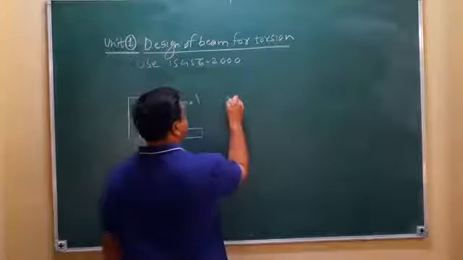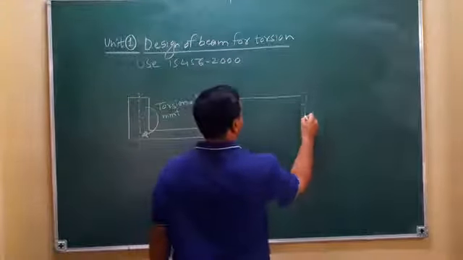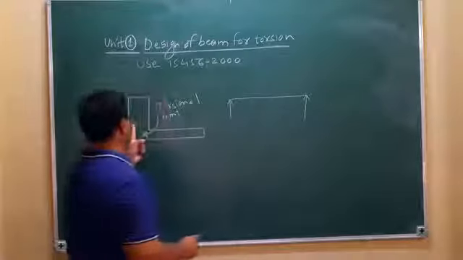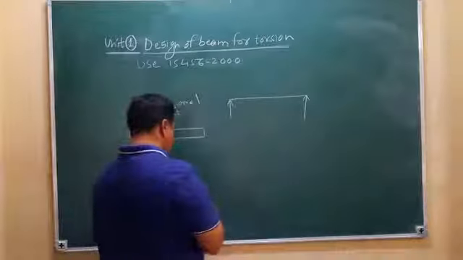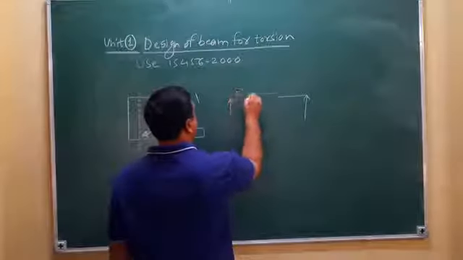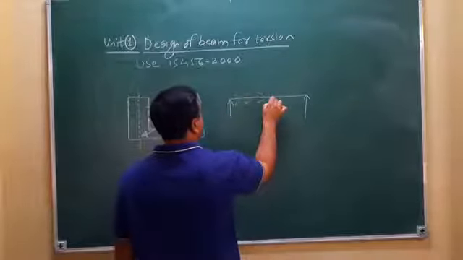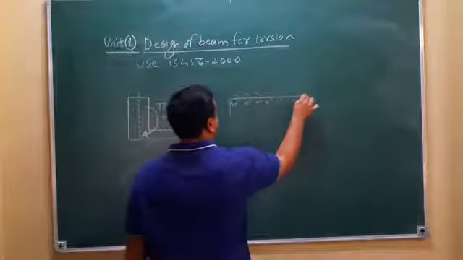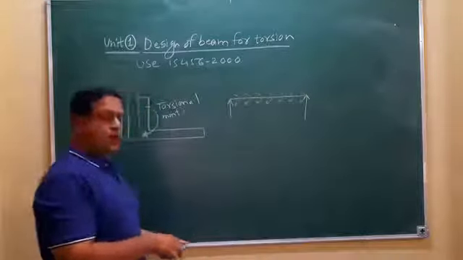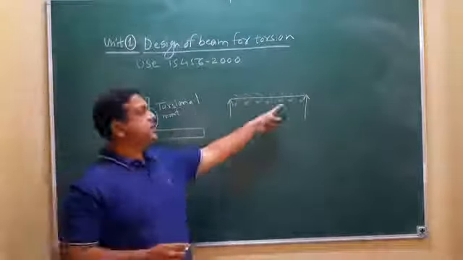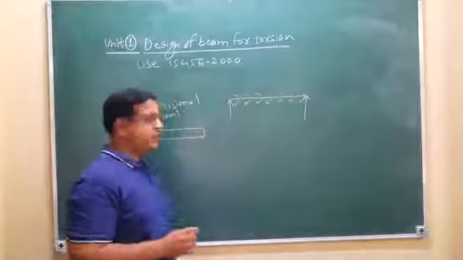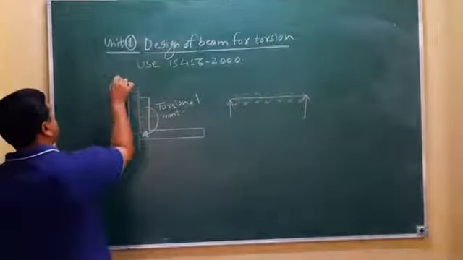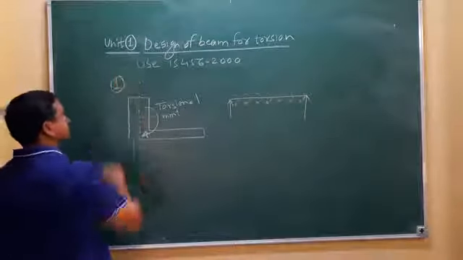Let's consider a simply supported beam. Due to the connectivity of the cantilever slab, the torsional moment is developed like this throughout the span. So this is the first situation where the torsional moment is developed in practice.